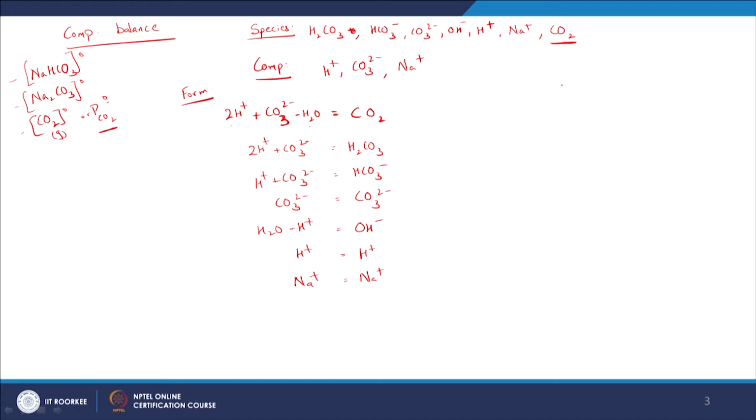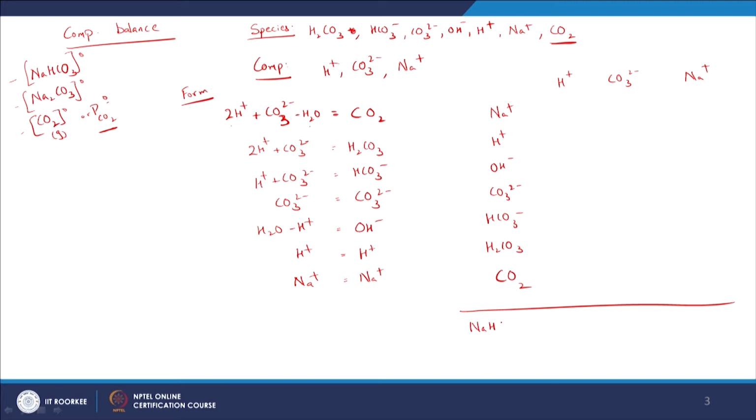So we will move on to writing our tableau: H plus, CO3 2 minus and Na plus. Let us go from easier to the more complex species: Na plus, H plus, OH minus, CO3 2 minus, HCO3 minus, H2CO3, and what else are we missing here? 1, 2, 3, 4, 5, 6, and obviously carbon dioxide. And then the recipe species, what are they? NaHCO3 naught, Na2CO3 naught, and partial pressure of carbon dioxide in the gaseous phase initially.